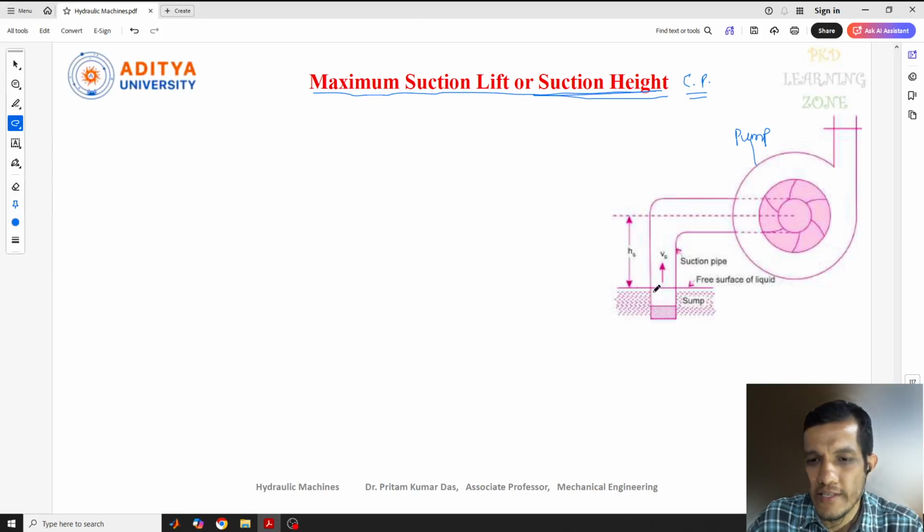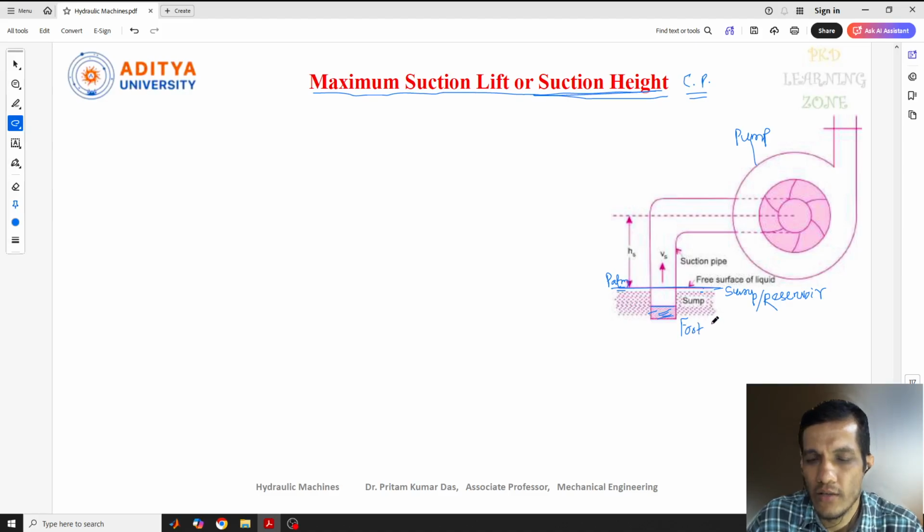In this diagram, we can see this is the free surface of the liquid. At this free surface, we have atmospheric pressure. This is P atmospheric, we can write. And this is our sump level. This is our sump, or we can say a reservoir of fluid. And at the bottom of this, we have a foot valve.